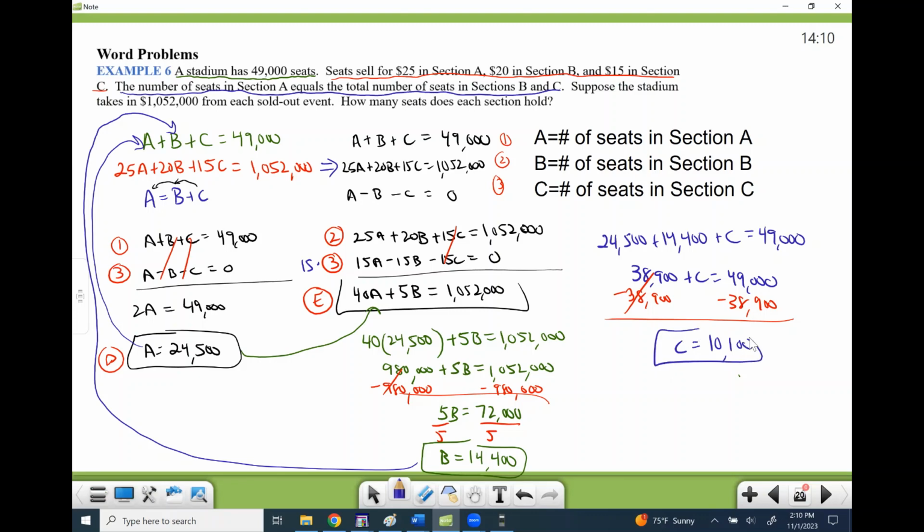So there's an easy way to check these. They should add up to 49,000. So I'm going to put this into my calculator really quickly. They added up to 49,000.